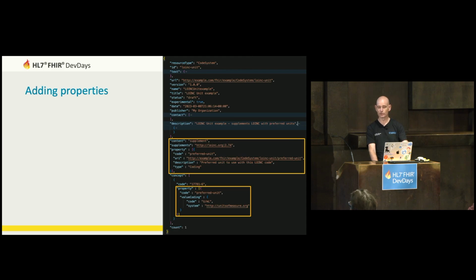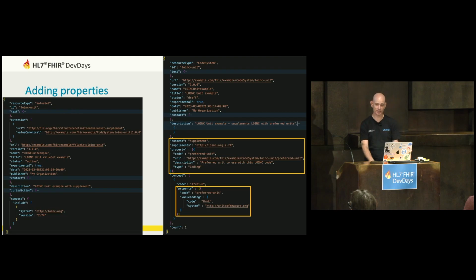And we define the normal metadata that we would define for a property in a code system. And then down here on this particular code, and we only have to include the codes in the supplement, which are the ones we want to annotate with whatever this new property is, we've added the new property there with a particular value. And you can see there's a count of only one, so I've only got one concept in there.